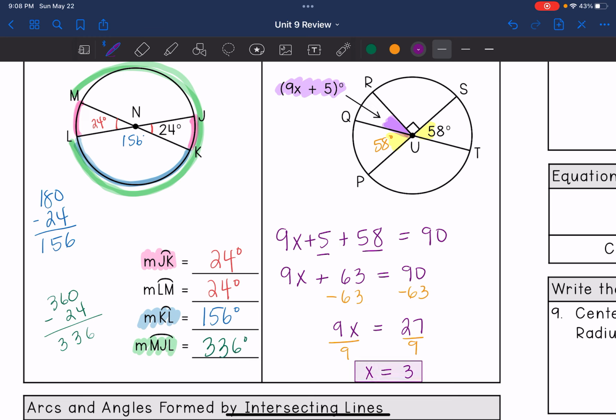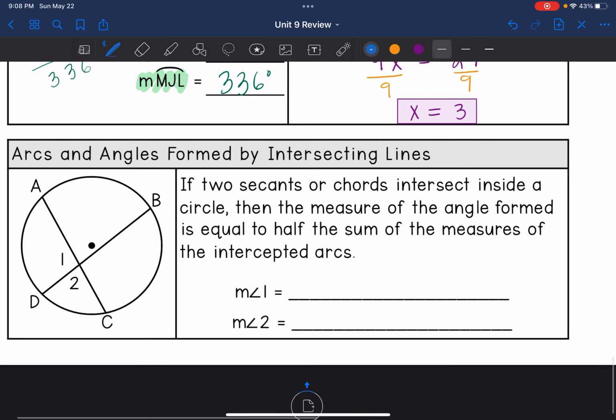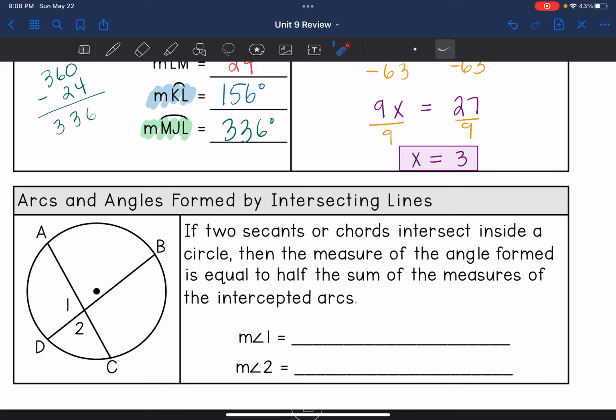Okay, next thing is arcs and angles formed by intersecting lines. Specifically, we're going to look at when they intersect inside of the circle. So if two secants or chords intersect inside of the circle, then the measure of the angle formed is equal to half the sum of the measures of the intercepted arcs. So angle formed is equal to half the sum of the measures of the intercepted arcs.